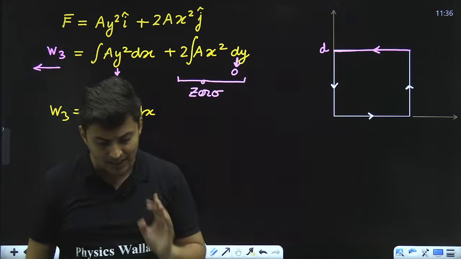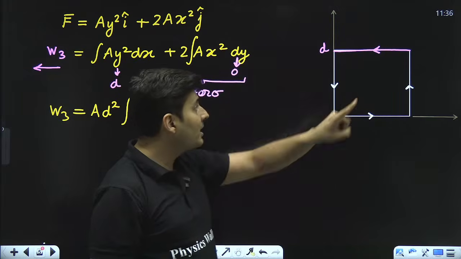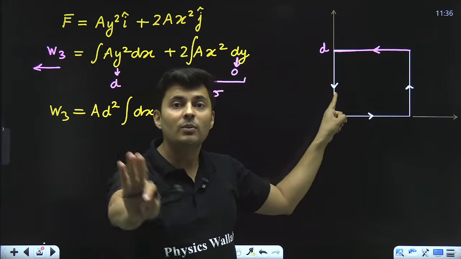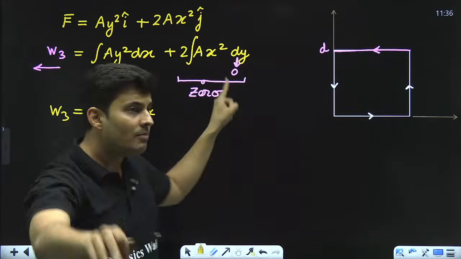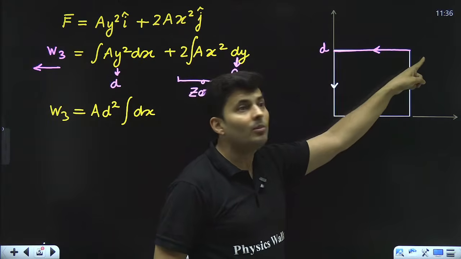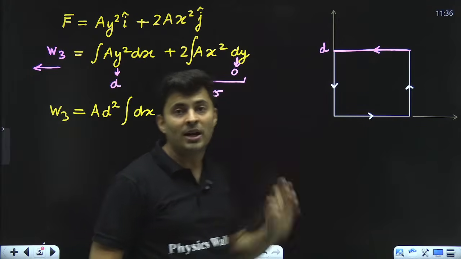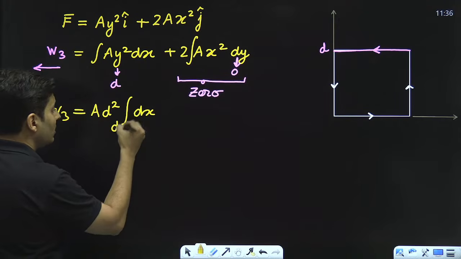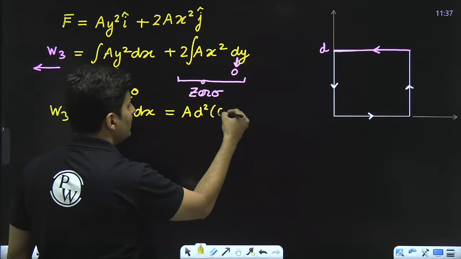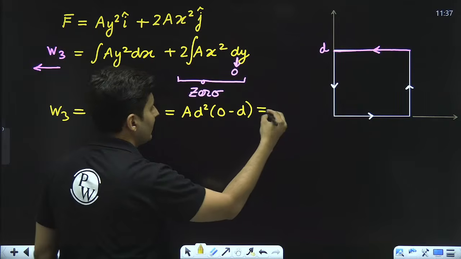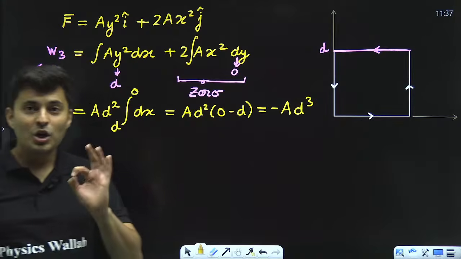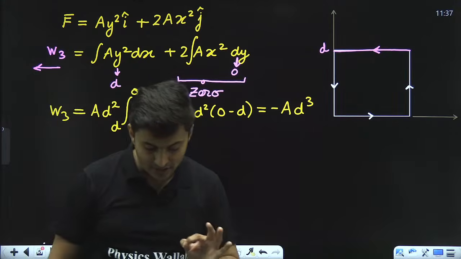But there is a small catch, and this is a second pain point of many kids. They will make a mistake here. Be careful. Many kids are going to put the integration limits as 0 to d. That will give a wrong answer, because I am not going from 0 to d, rather I am going from d to 0. Check the arrow mark. So be careful when you substitute the limits. This will be d to 0, my dear kids. So this will be a d square times 0 minus d, which is nothing but minus a d cube. Got it? Common mistake. Many kids are going to make this.